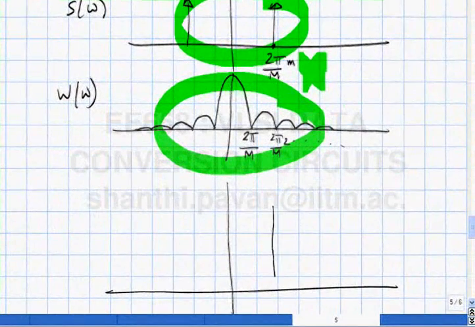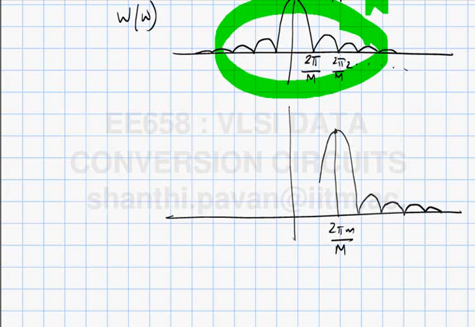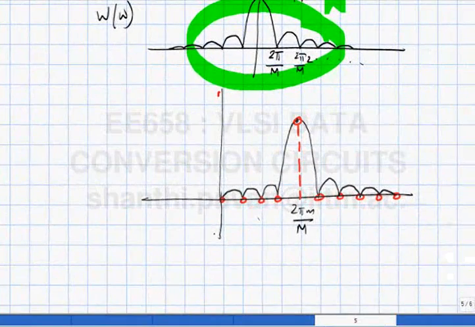It will shift. So at 2 pi by m times m, it will be like this, and all these red circles represent multiples of 2 pi by m. I will not draw the left half because the magnitude is even symmetric. This is just the magnitude. Does it make sense? Okay, so this is the discrete Fourier transform of S of n times W of n.